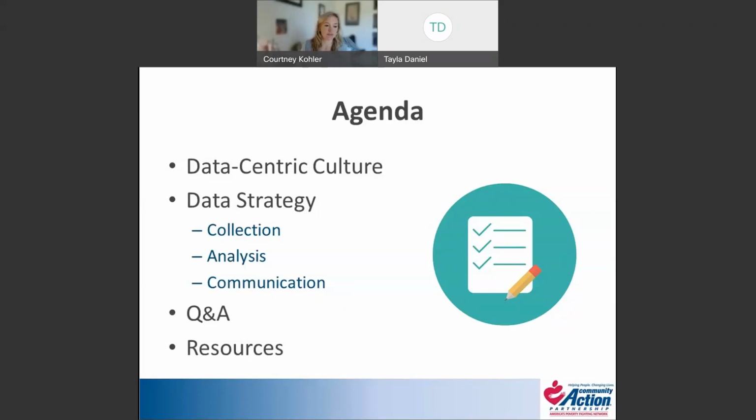organizations. So starting out, we're going to talk a little bit about culture and what your culture is like in relation to data. Are you data centric? Then we'll talk about data strategy. So no matter where you're at as far as your data culture, how do you then build on that to develop an overall strategy around data?